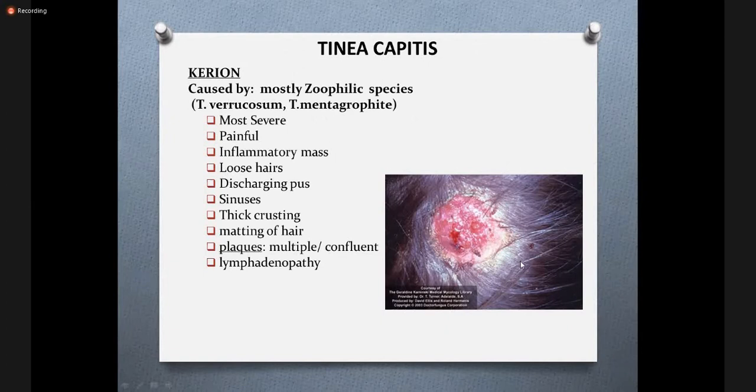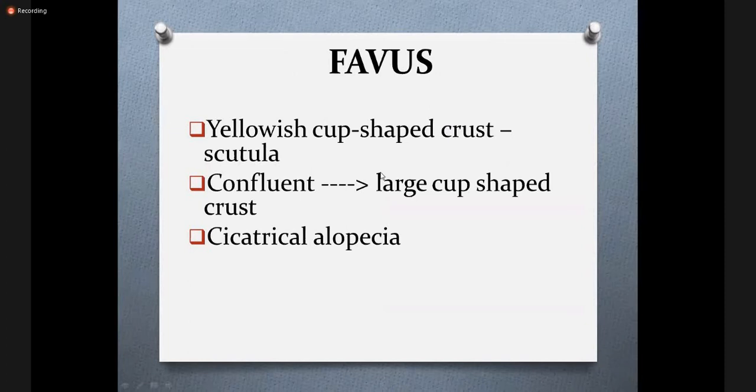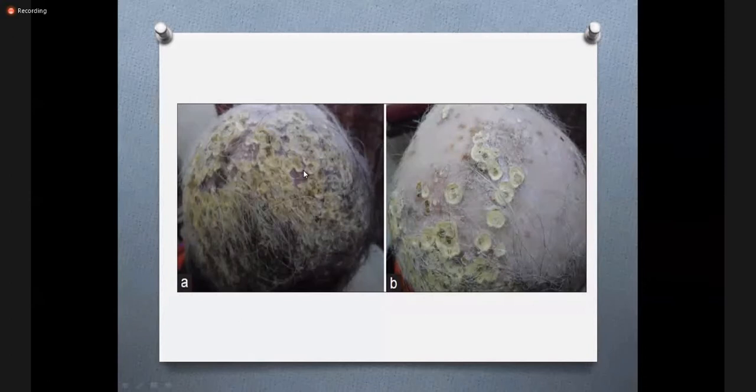Okay, maybe one lesion or two lesions can occur, and this becomes secondarily infected and may be associated with lymphadenopathy. Okay, now favus, it is another pattern. It presents as a yellowish cup shaped crust, confluent. They may become large confluent cup shaped crusts, and it results in cicatricial alopecia. Cicatricial alopecia is a scarring alopecia. Okay. This is favus, presenting as a yellowish crust.